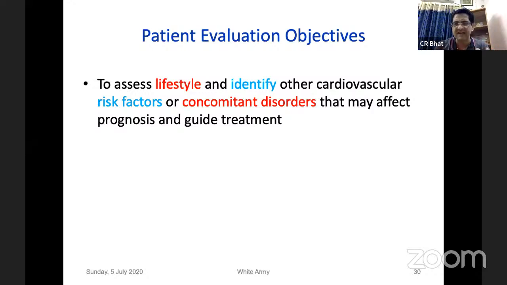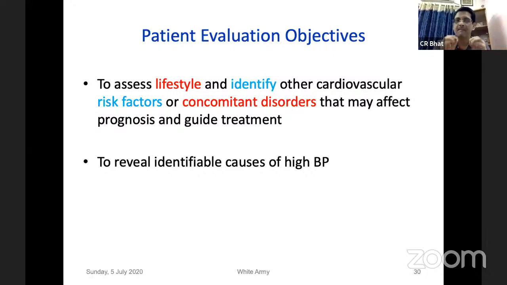To assess the lifestyle, I can see somebody is exercising, eating, another thing. So we need to assess the lifestyle and identify other cardiovascular risk factors. Patient may be having dyslipidemia, patient may be having obesity, the truncal obesity, and so on. And other concomitant disorders, diabetes, chronic kidney disease, or anemia, many things for which we need to identify the comorbid conditions.